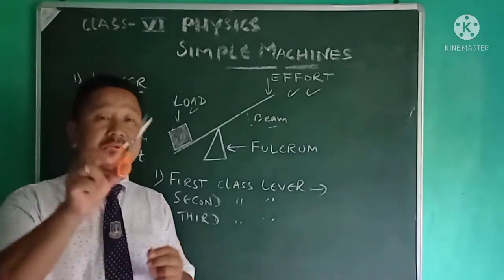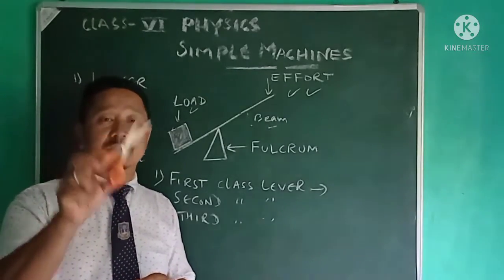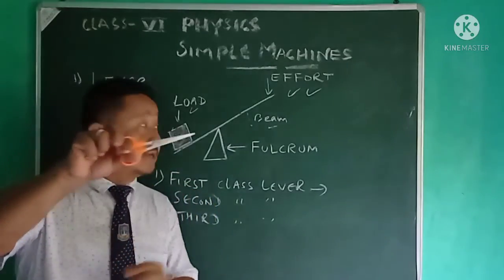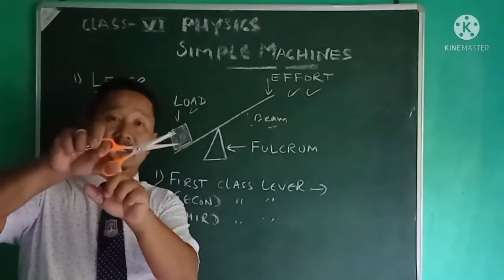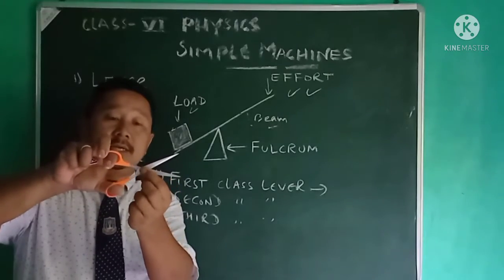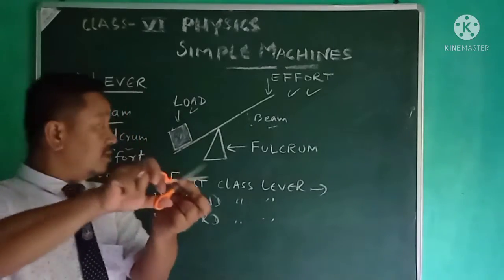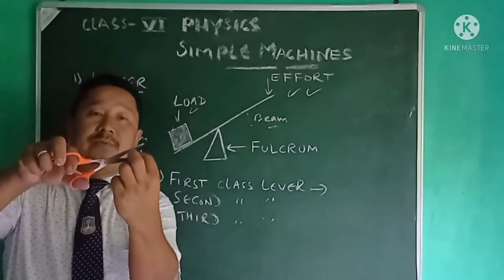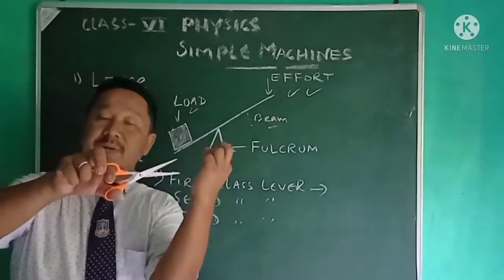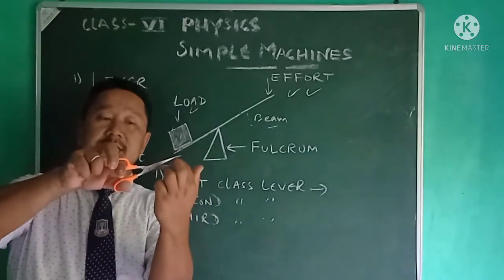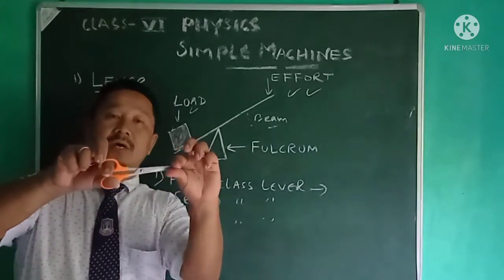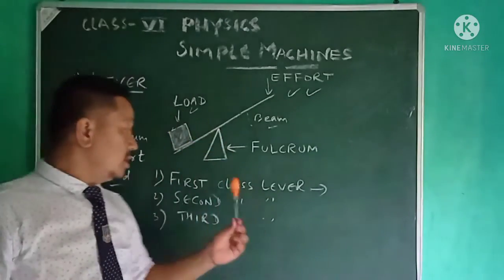Why is it an example of a first class lever? Here you see this is the effort that you are applying. Then here in the middle is the fulcrum. And the load is here. Suppose you need to cut paper, the paper is the load, which is on the other side. So the fulcrum is between the effort and the load, so it comes under the first class lever.